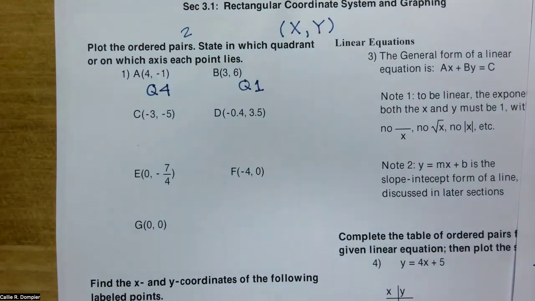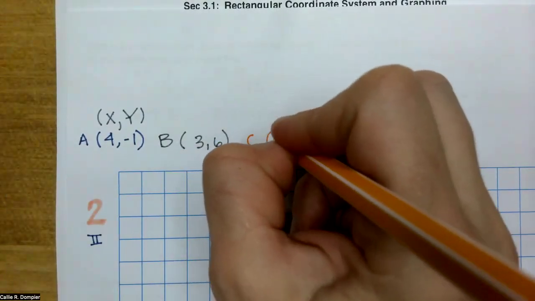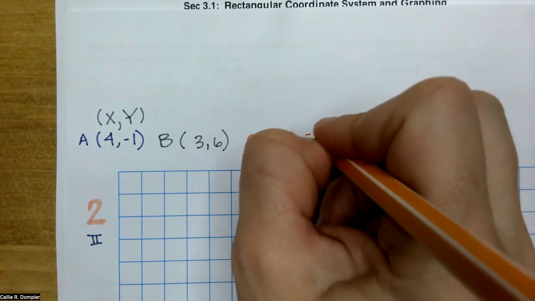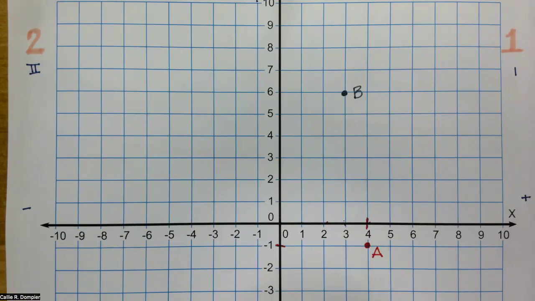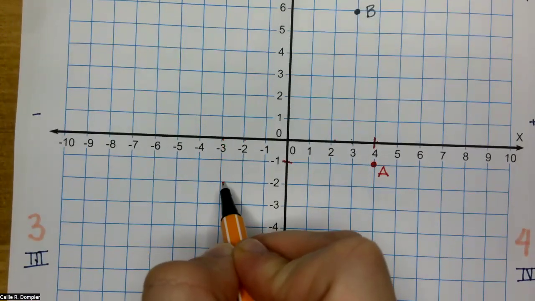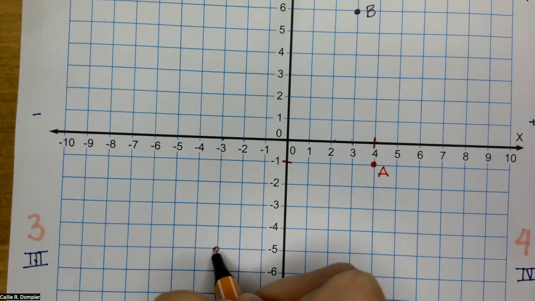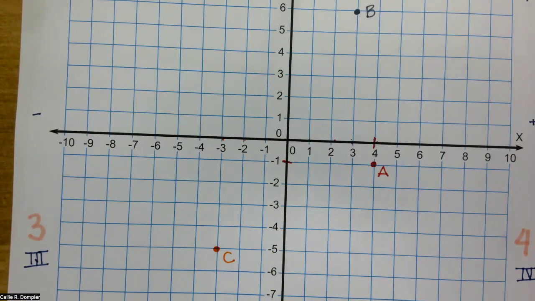And we're just going to continue on with letter C. Letter C is -3, -5. Always starting with x and then y. So -3 on x is over here. From 0, 1, 2, 3, count in the left direction. And then -5 is down 1, 2, 3, 4, 5. So that's point C. That's in quadrant 3.